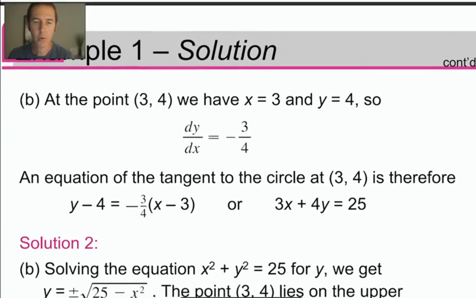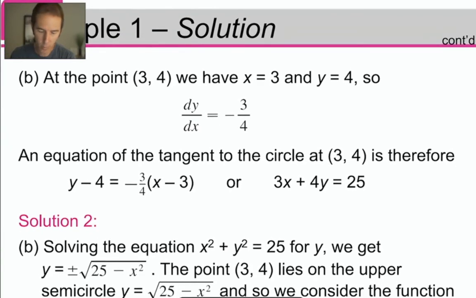We take that, we incorporate it into point slope form. Here's y minus y1 equals m times x minus x1. Plug the 3 and the 4 and the negative 3/4 in there. Clean it up a little bit, distribute, maybe move some things around, and we have the equation of our tangent line.